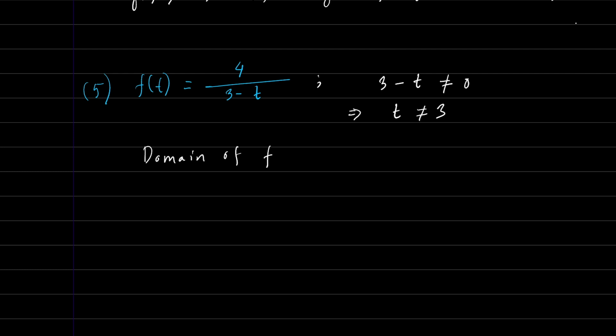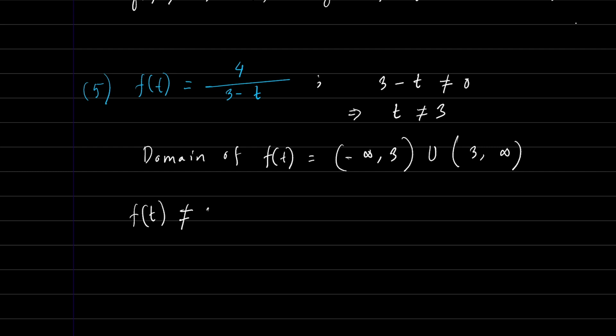Let's do the next problem. Problem number 5: f of t equals 4 over 3 minus t. The denominator cannot be 0 because we cannot divide by 0. So 3 minus t is not equal to 0. So t is not equal to 3. Domain of f of t would be minus infinity to 3, where 3 is excluded here, and 3 to plus infinity. What about the range? We can see that f of t can never become 0.